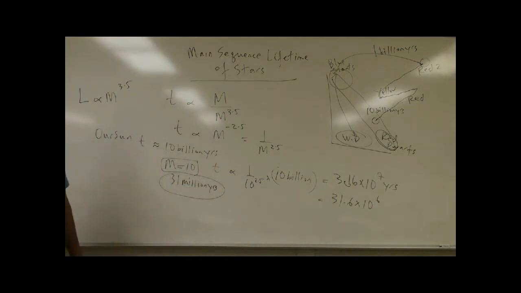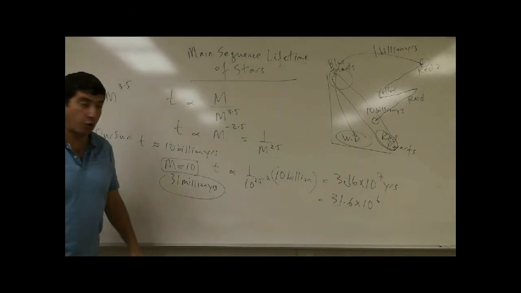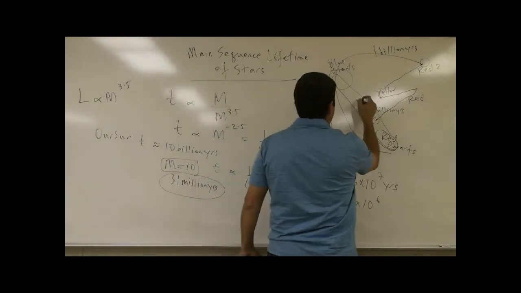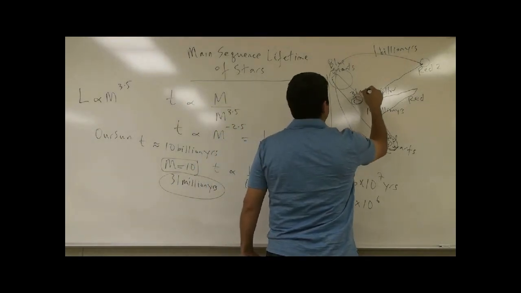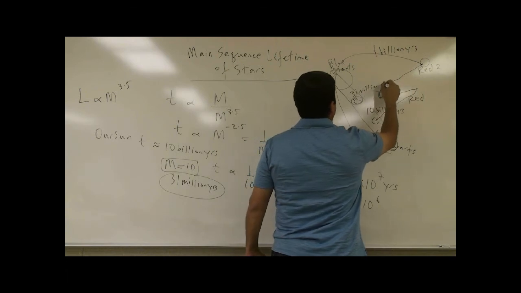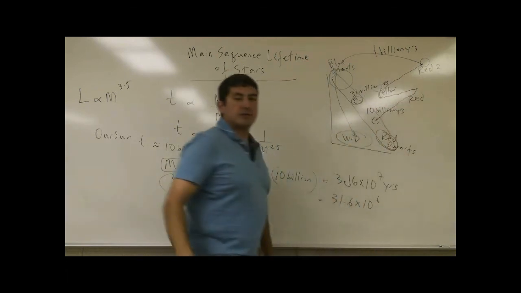That's actually very, very short. Imagine, compared to 10 billion, 31 million years only. So those are the stars roughly about here. They only live 31 million years. After that, they start dying.